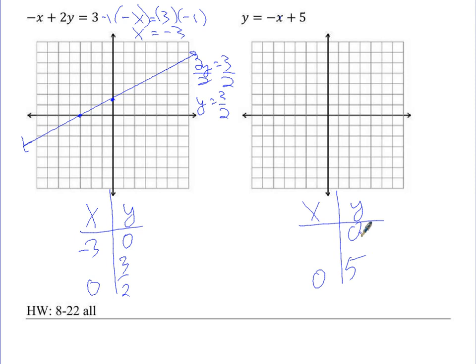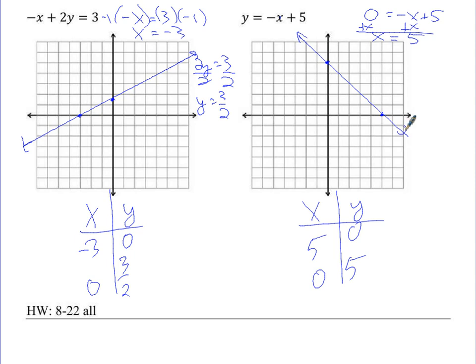For the x-intercept, though, I got to plug in 0 for y. So if I plug in 0 for y, then I'm left with 0 equals negative x plus 5. I could subtract 5, or more easily in this case, add x to both sides. And now I get x equals 5. So I have 5, 0, which is there, and 0, 5, which is there, and that's enough to draw my line. So I'll draw that one in. There we go.